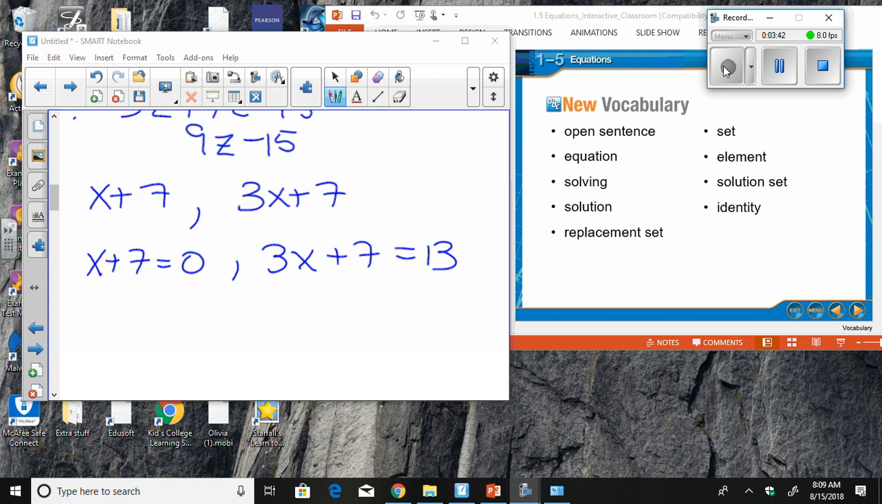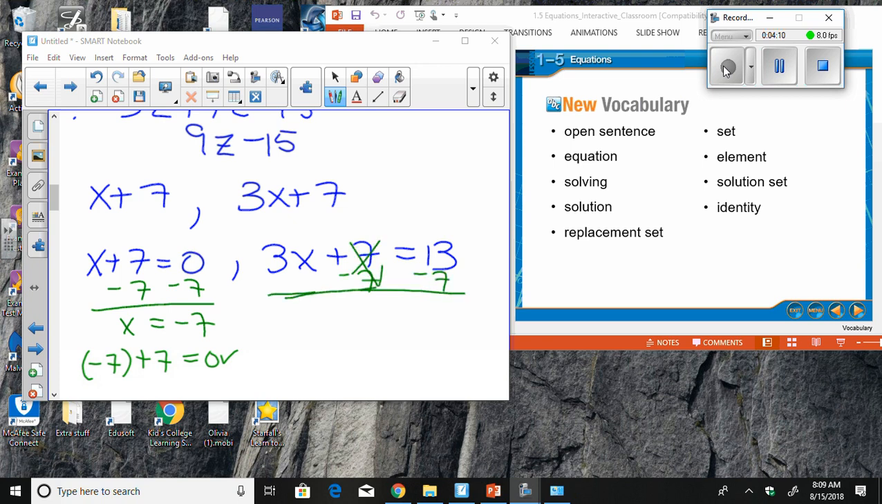Finding the value for a variable that makes a sentence true is called solving. So when you actually find negative 7 plus 7 equals 0, you can do that by subtracting 7 from both sides. You get x equals negative 7. And you can see if you plug it back in, negative 7 plus 7 equals 0. And it checks out.